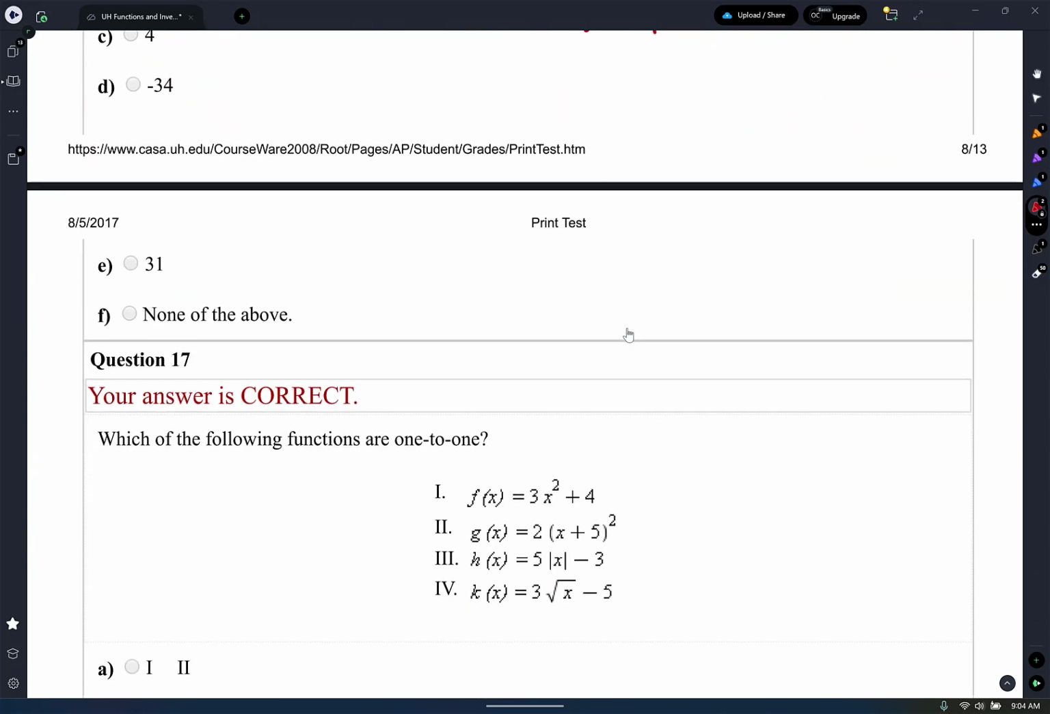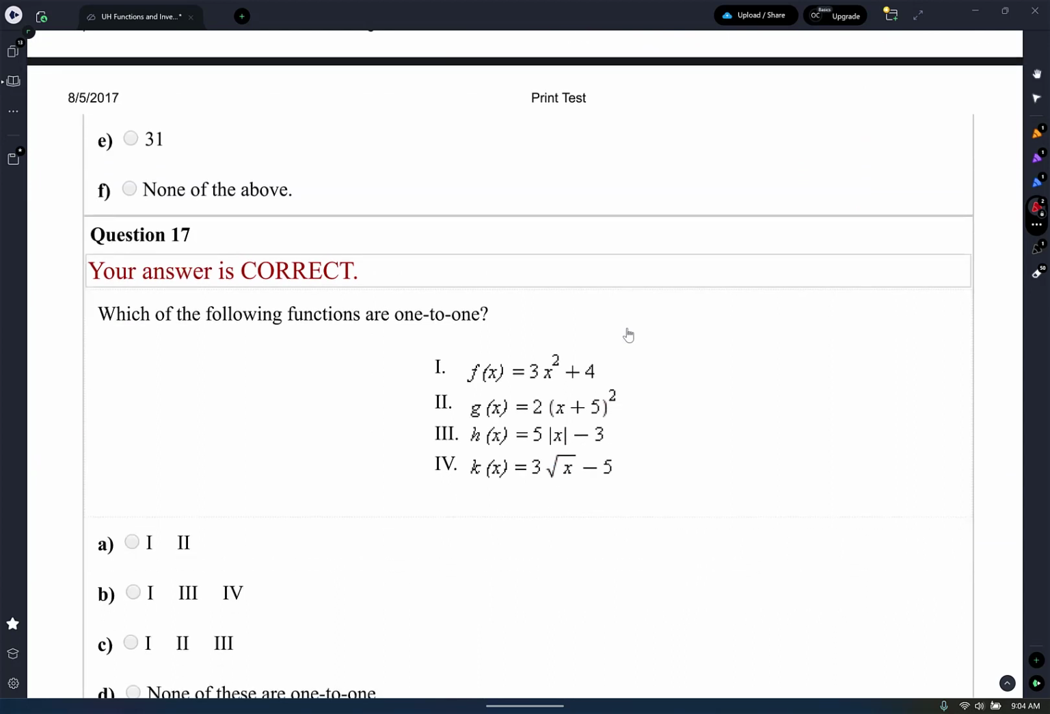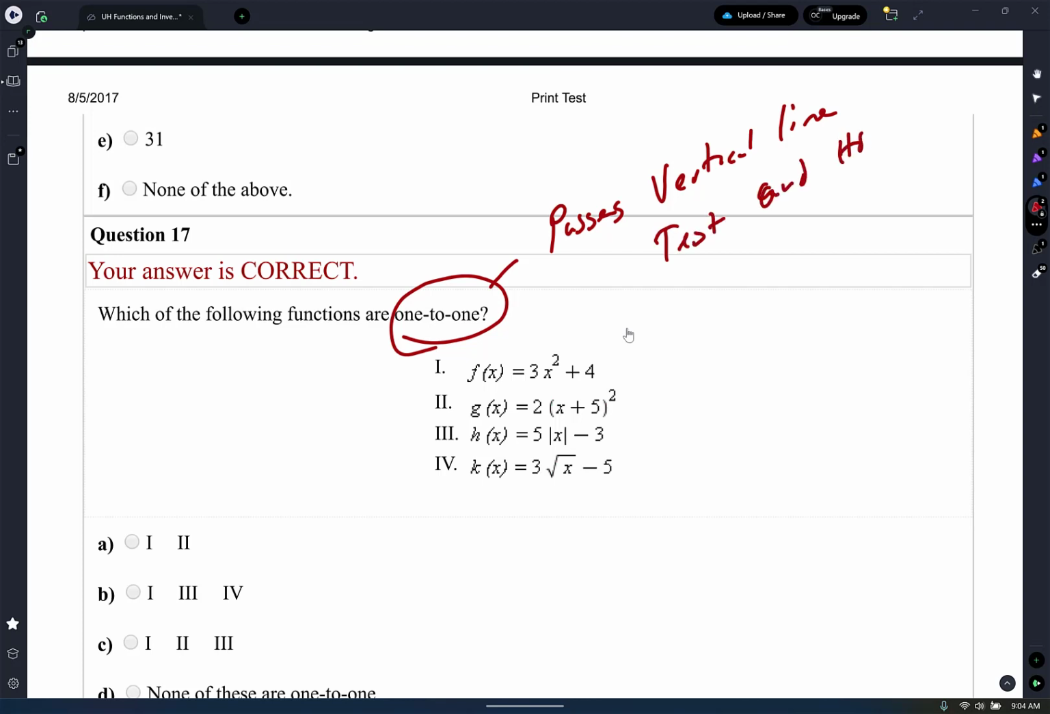Next one. Okay, what's a one-to-one function? Passes the vertical line test and the horizontal line test. Every x has a unique y, every y has a unique x.